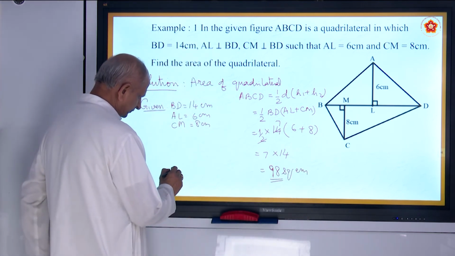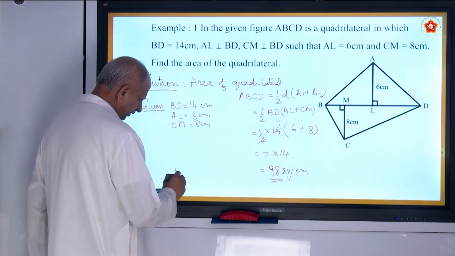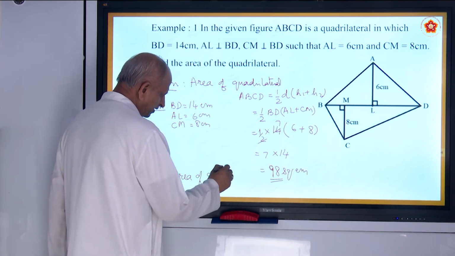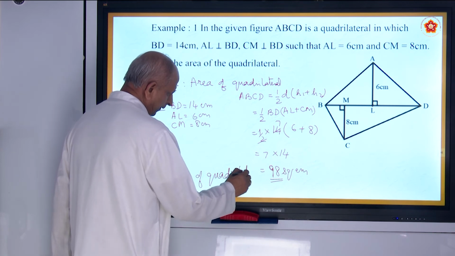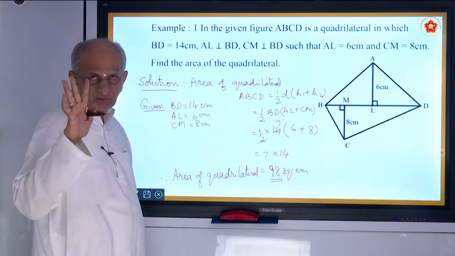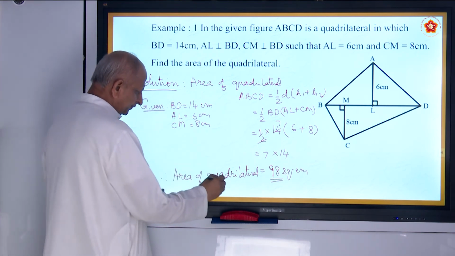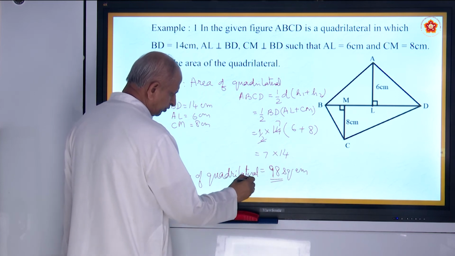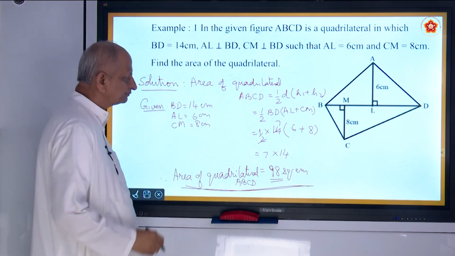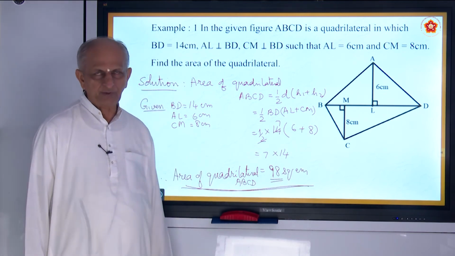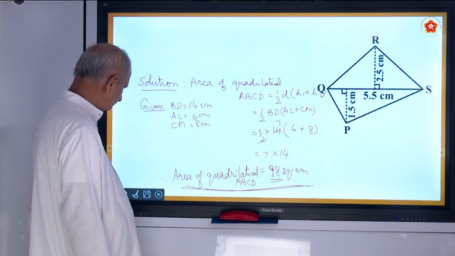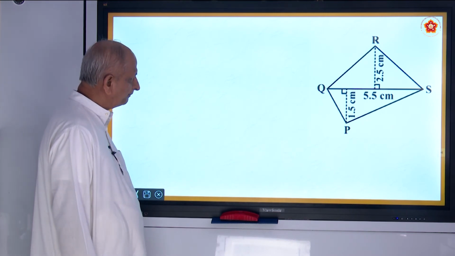So you must write the answer. Therefore, area of quadrilateral. Why is it called a quadrilateral? Because it has 4 sides. Area of quadrilateral ABCD is equal to 98 square centimeters. That is the answer. Okay? Noted down? Shall we work out one more problem?